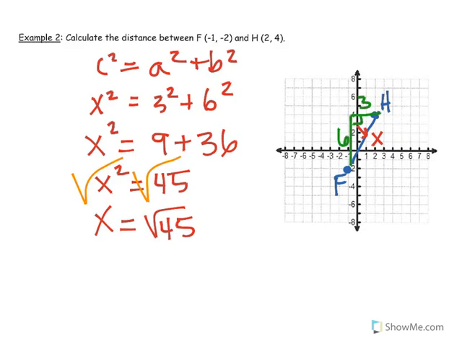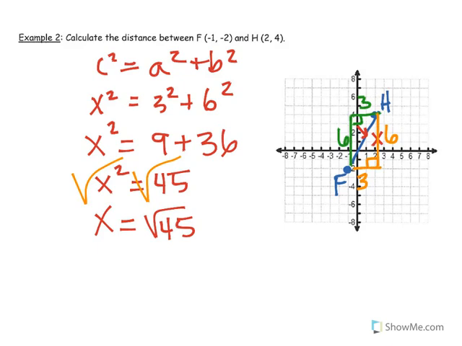You may have had a triangle that was going the other way. If this was you, that should still be okay, because this side is still 3 units long, and this side is still 6 units long. So you're going to get the same numbers anyway. So if that was you, that is okay. You did not do it incorrectly.